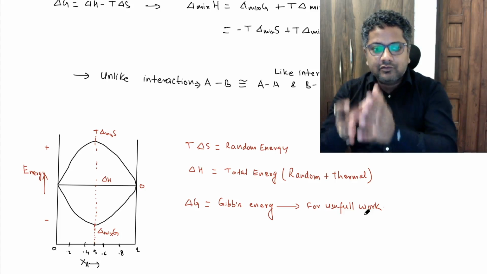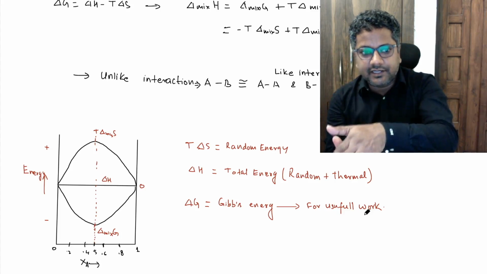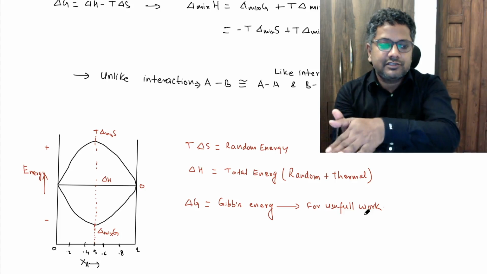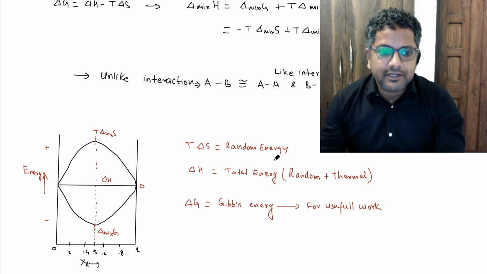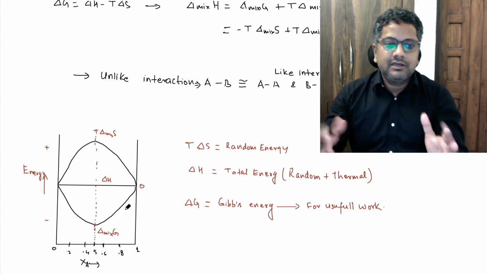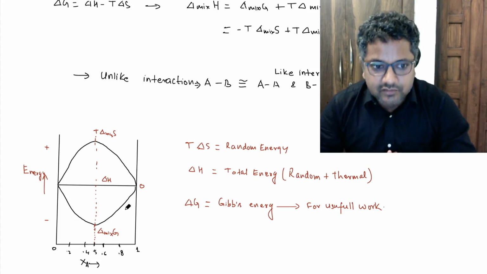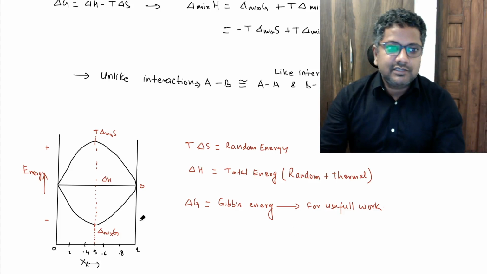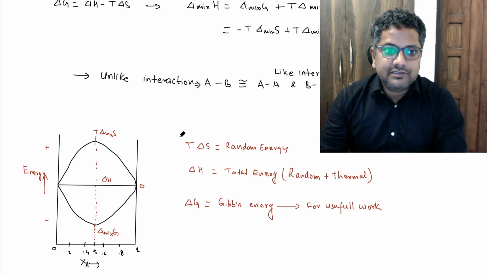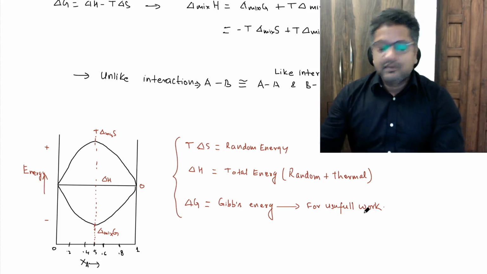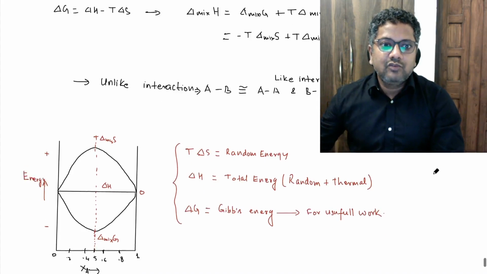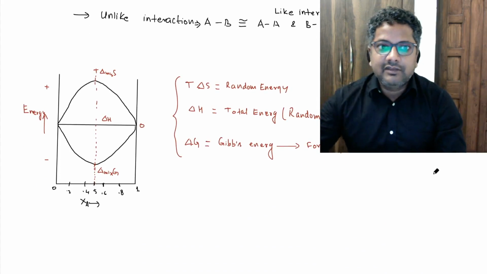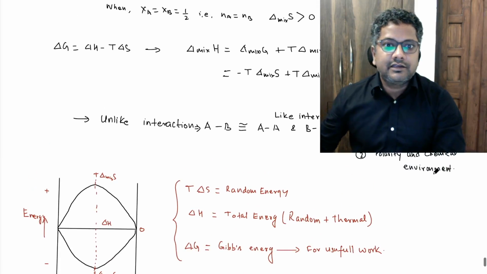The magnitude by which this delta G is negative is available to the system for useful work. So what is the useful work here? The useful work is to form a homogeneous mixture, right? So this is the thermodynamics of this ideal mixture.